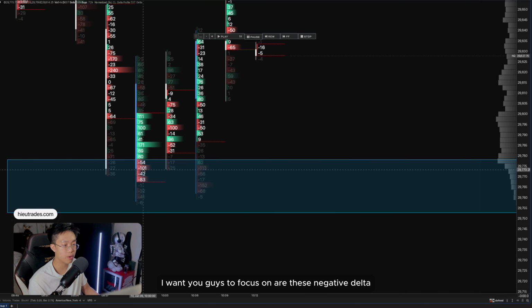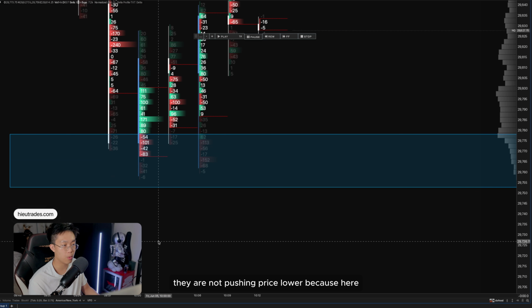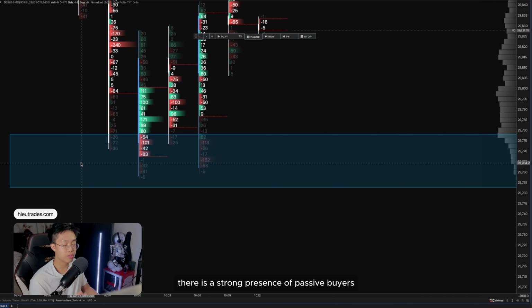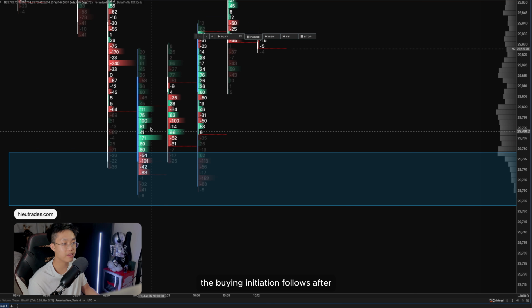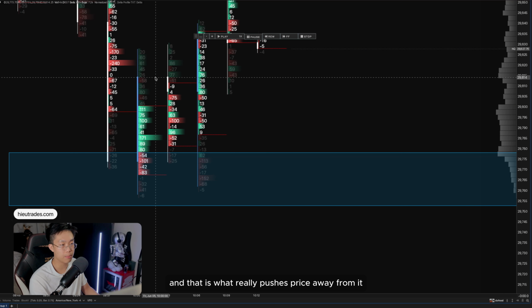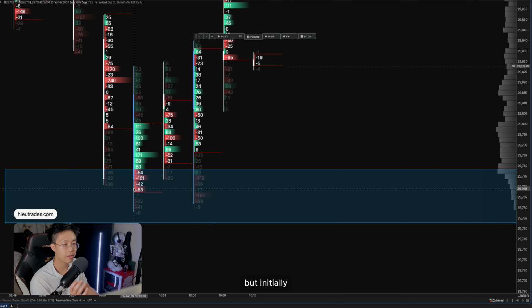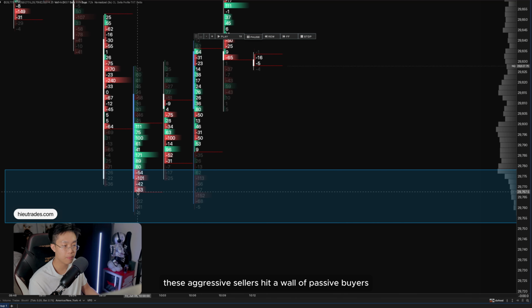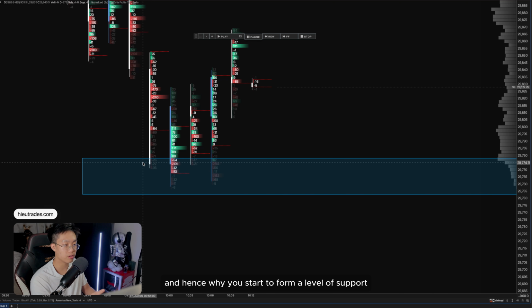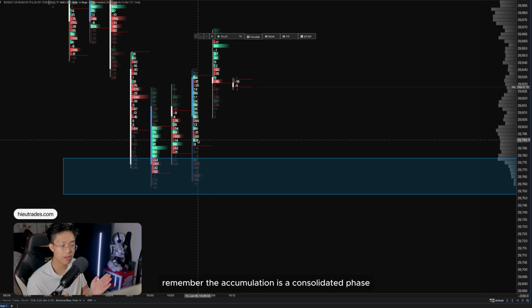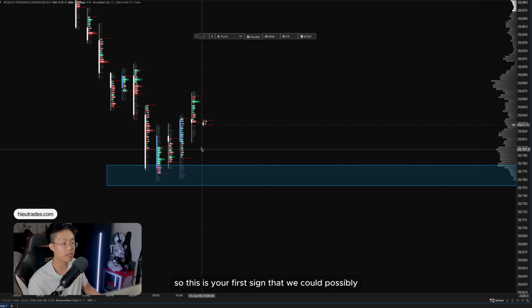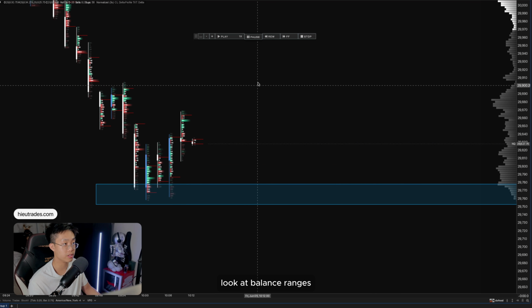The main thing I want you guys to focus on are these negative delta. They are not pushing price lower because here, there is a strong presence of passive buyers absorbing all of these aggressive sellers. The buying initiation follows after, and that is what really pushes price away from it. But initially, these aggressive sellers hit a wall of passive buyers, and hence why you start to form a level of support. Remember, the accumulation is a consolidated phase. There will always be a level of support and a level of resistance. So this is your first sign that we could possibly look at balanced ranges.